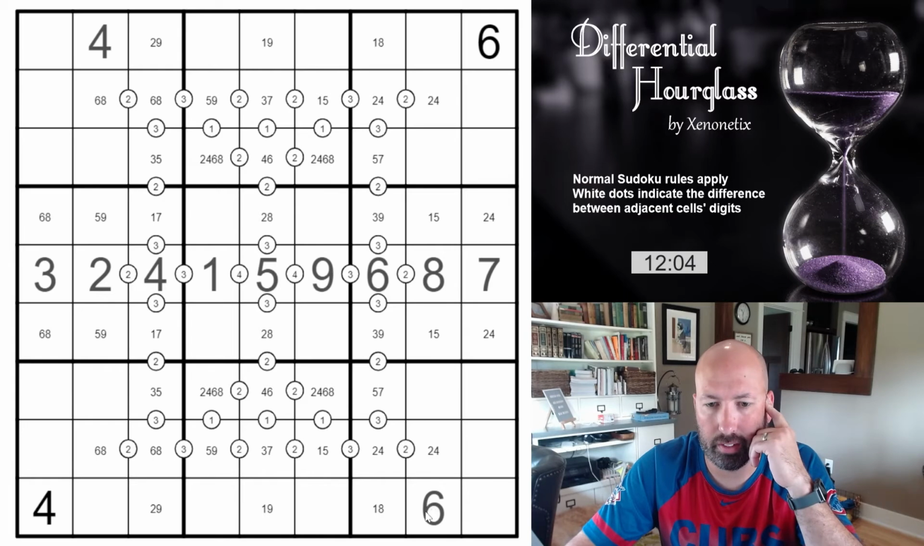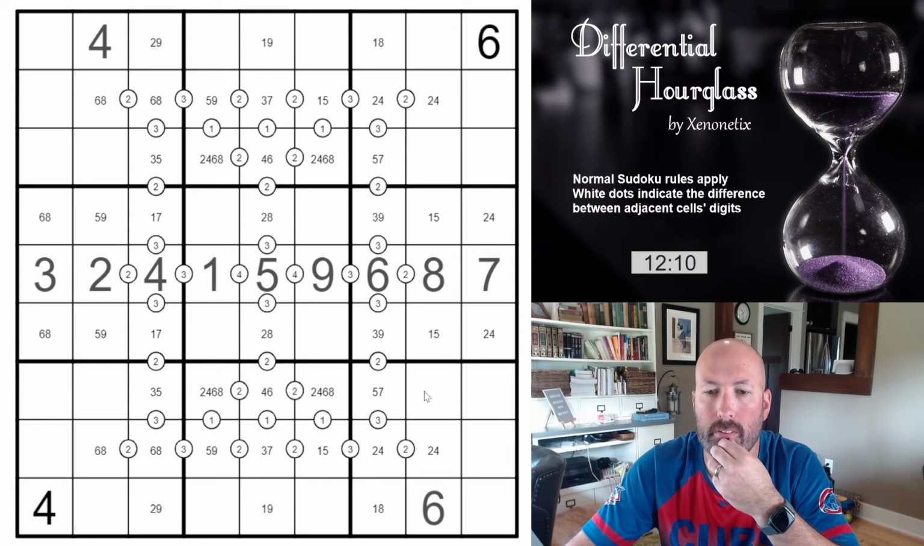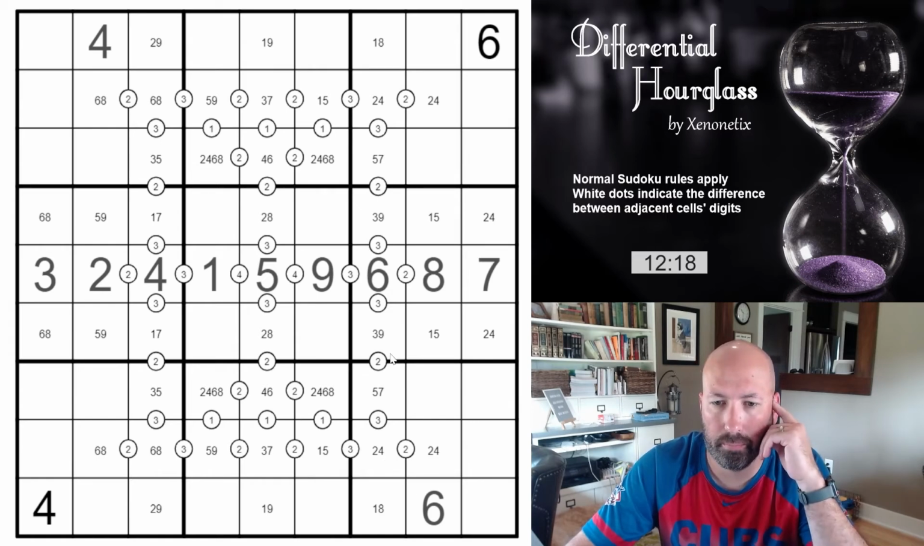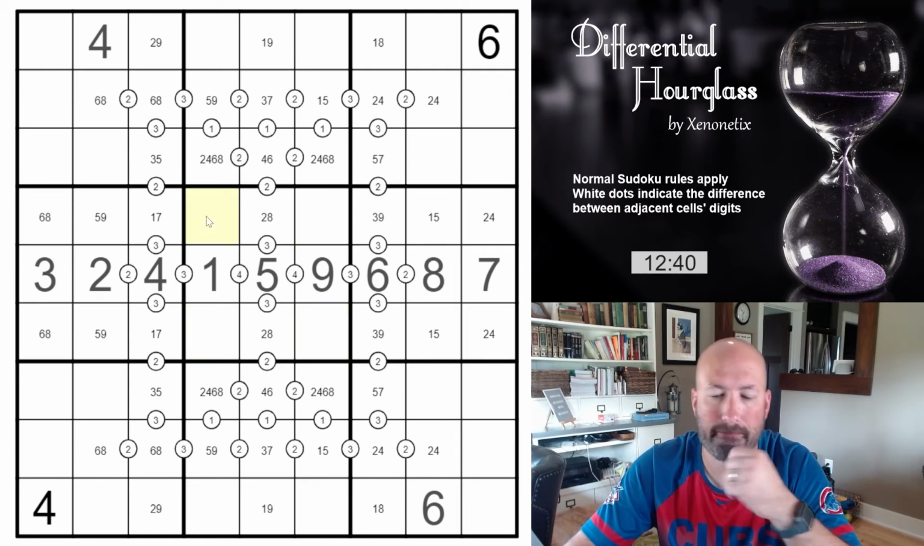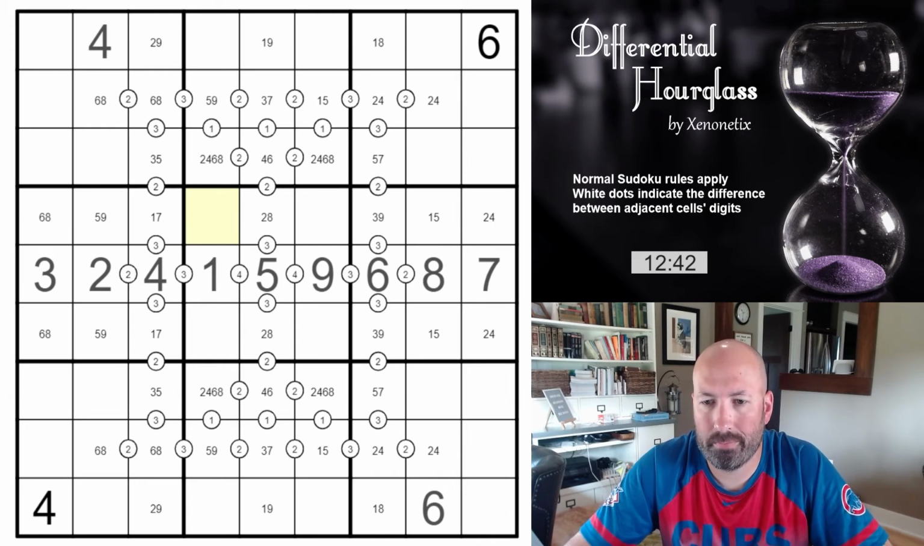But does that give us anything else? Don't know that it does. Okay, so where do we go now? Let's see, what's in the middle here? 3, 4, 6, and 7. Do we know anything about those? I don't think we do.